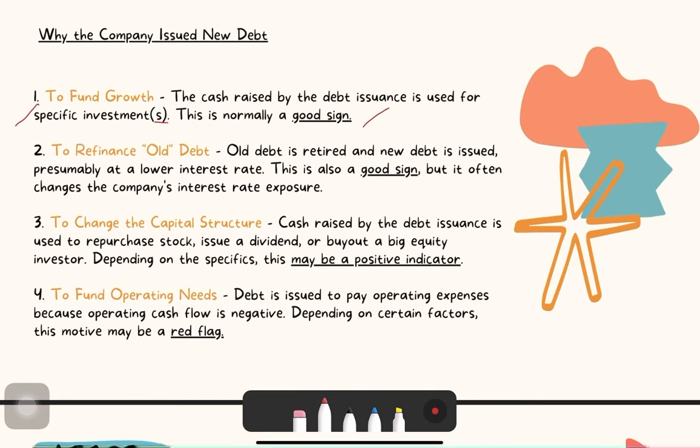All right, and then number two, if the company mentioned it is to refinance the old debt, the old debt is retired and they issue the new debt, presumably at a lower interest rate. So this is also a good sign, but it often changes the company's interest rate exposure. Next, if the company issues debt to change the capital structure, the cash raised by the debt issuance is used to repurchase stock, issue a dividend, or buy out a big equity investor. So depending on the specifics, this may be a positive indicator.